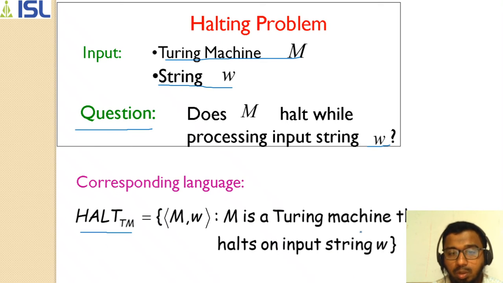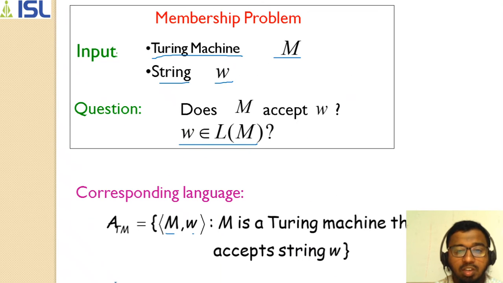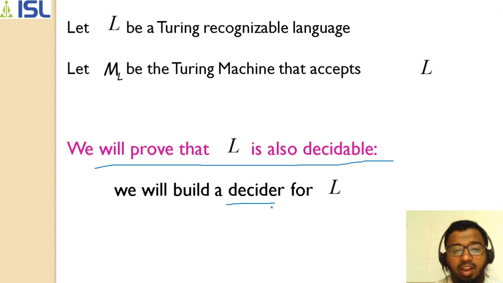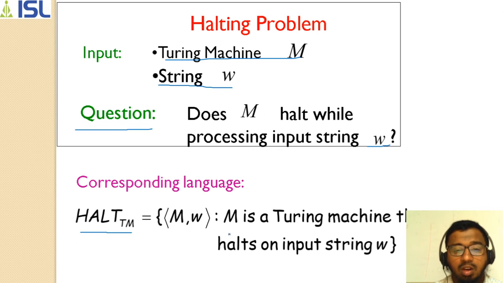M is a Turing machine that halts on input string W. What was the problem in the previous one? Membership: M is a Turing machine that accepts string W. Here the problem is accepting the string. Here it's halting: M is a Turing machine that halts on input string W. Okay, let's see.